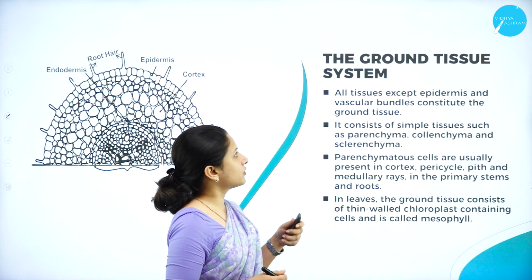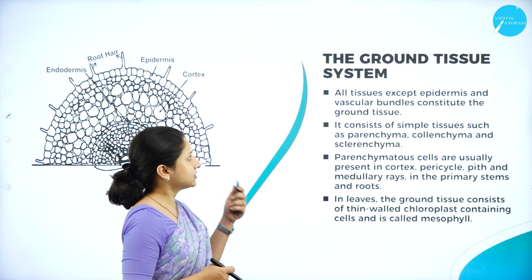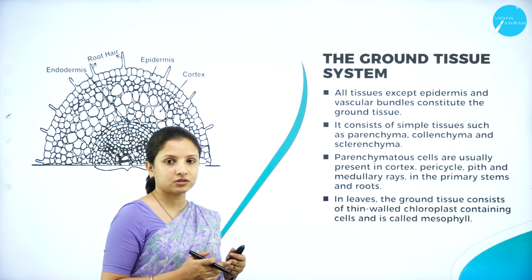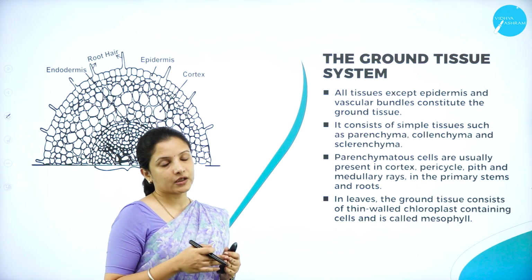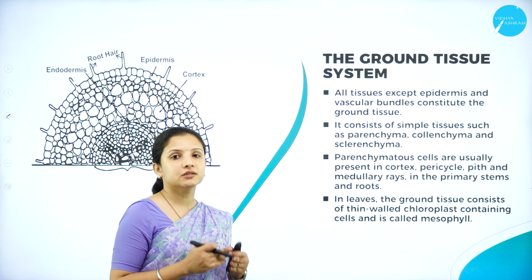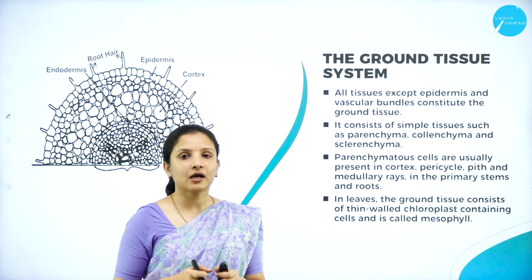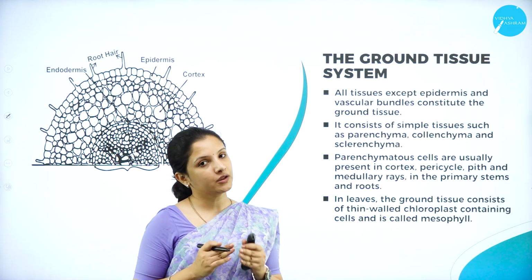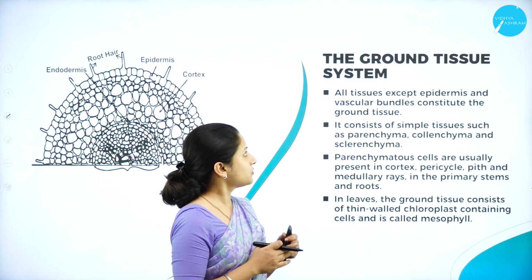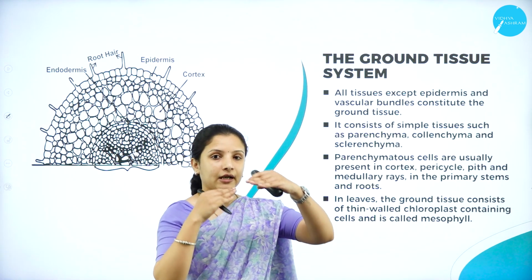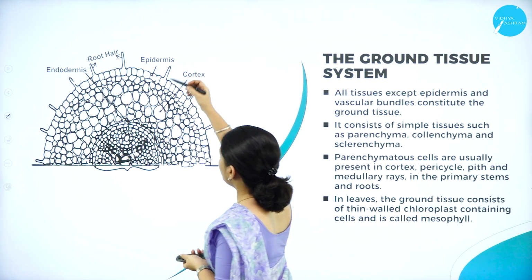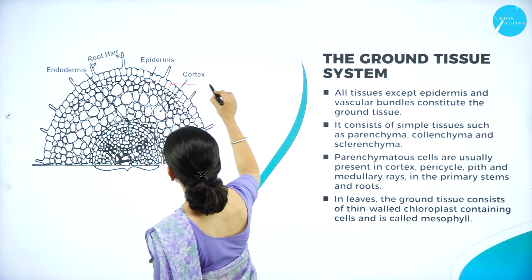So next, moving on to the ground tissue system. So far we studied the epidermal tissue system, which is the external covering of the entire plant body, made up of the stomata and the epidermal cells. It consists of the trichomes and the root hairs. So next we shall see the layer that is present below the epidermal cells. So here we have the epidermis.